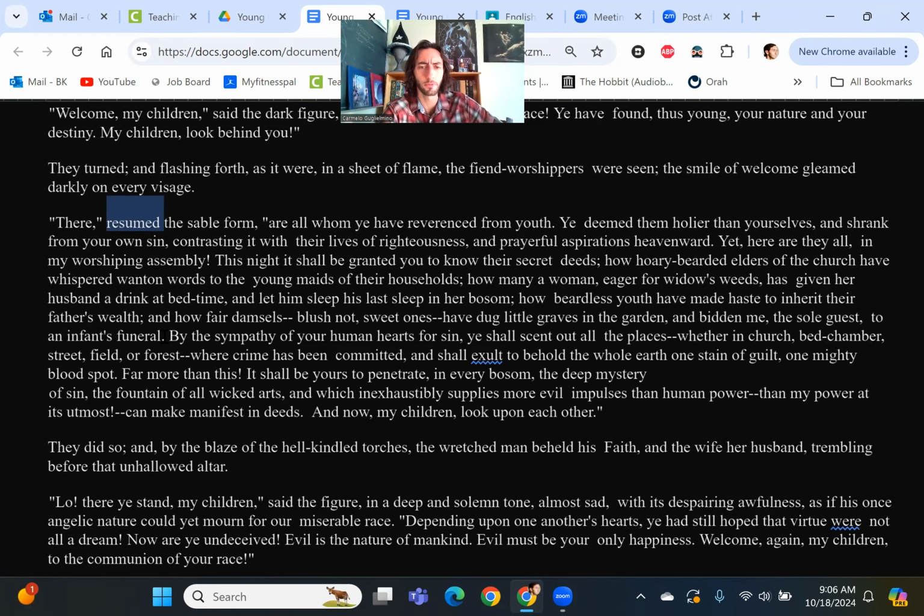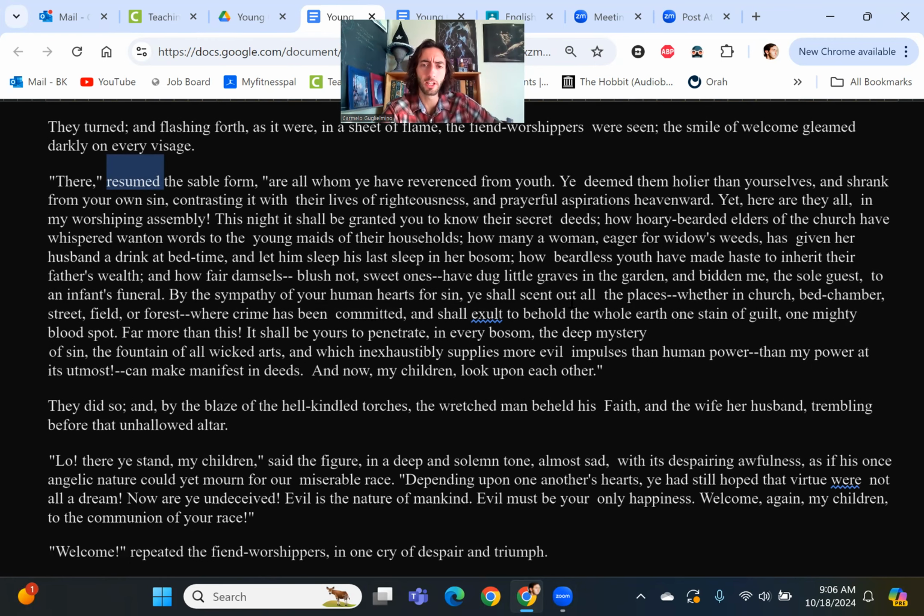He says, "By the sympathy of your human hearts for sin, ye shall scent out all places, whether in church, bedchamber, street, field, or forest, where crime has been committed, and shall exult to behold the whole earth one stain of guilt, one mighty blood spot. Far more than this, it shall be yours to penetrate in every bosom the deep mystery of sin, the fountain of all wicked arts, and which inexhaustibly supplies more evil impulses than human power, or my power at its utmost, can make manifest in deeds. And now, my children, look upon each other."